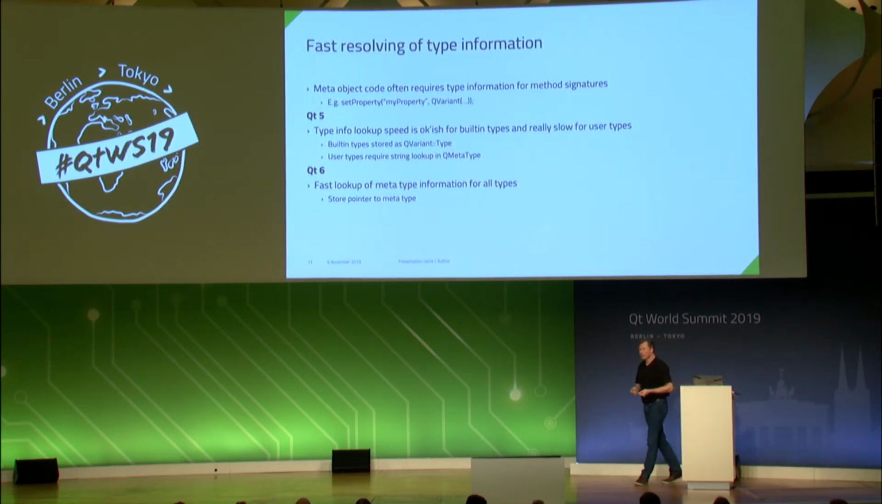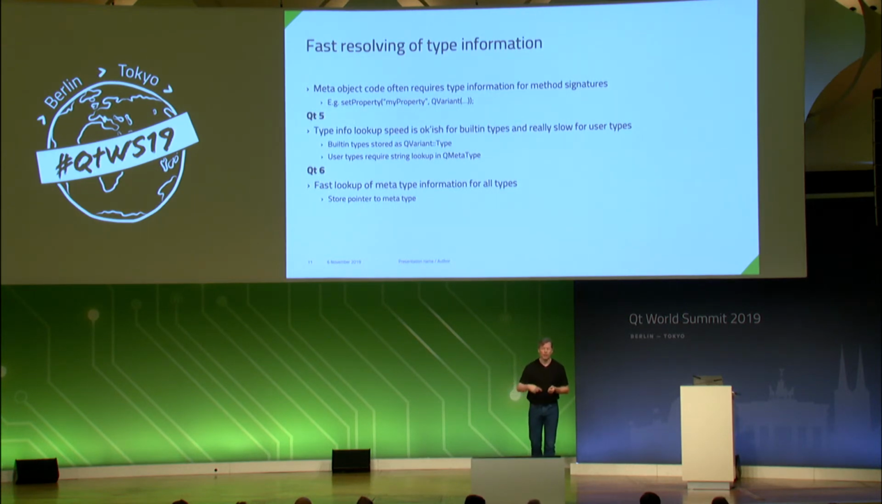At the same time, we talked about QMetaType. Resolving type information is currently a bit slow in many cases. When we generate the meta object code that we're using to resolve signals and slots, we need to know the types to check that those are compatible between the signals and the slots. And those types are usually stored as a QVariant type, which is fine for built-in types.